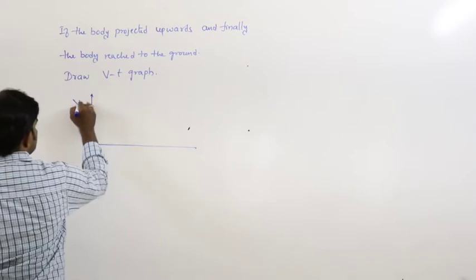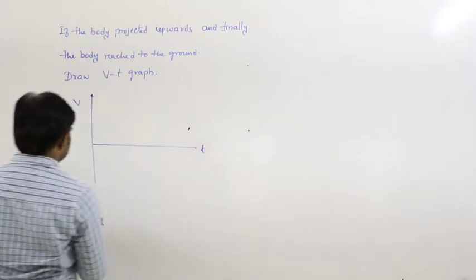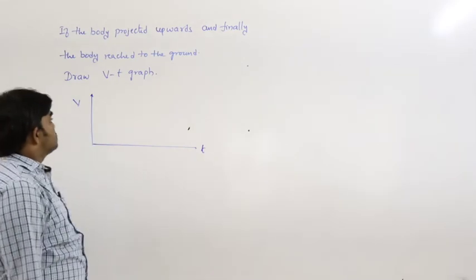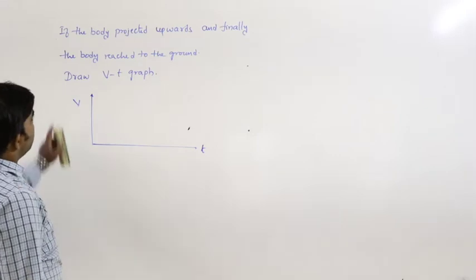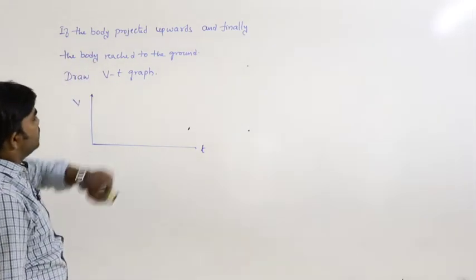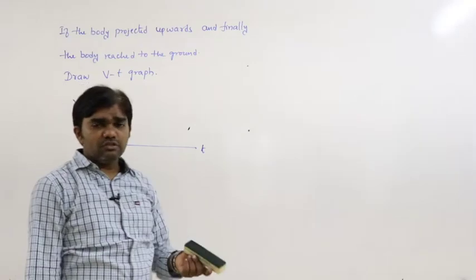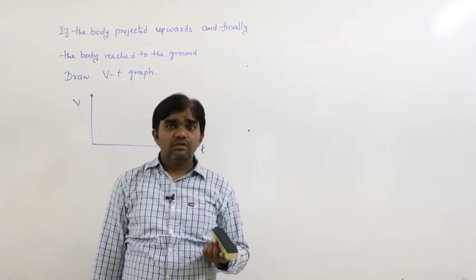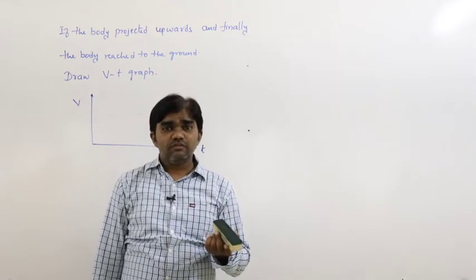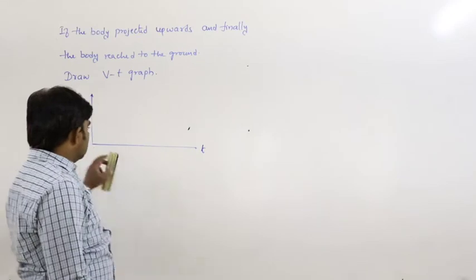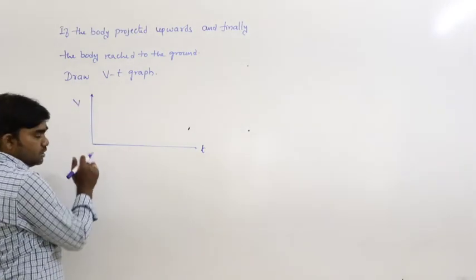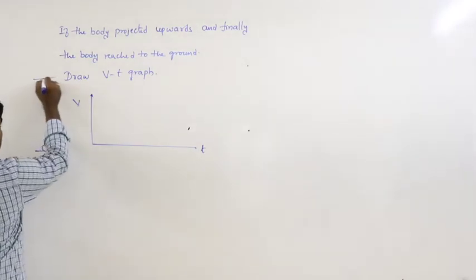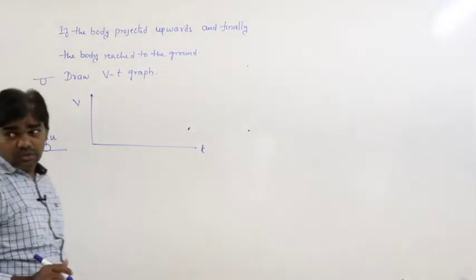So this is velocity and this is time. How can we draw this graph? Body projected upwards and finally reaches the ground. At the time of projection, the velocity of the body is maximum. So at the start, time equals 0, the body is projected upwards with maximum velocity, and on reaching the top, velocity becomes 0.